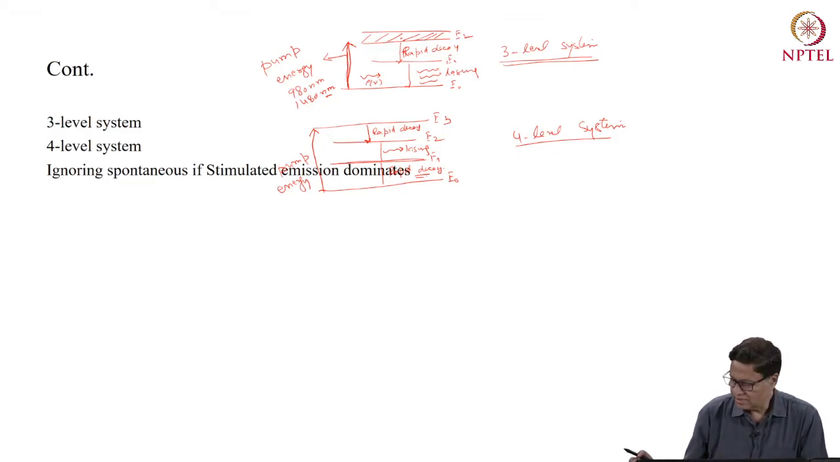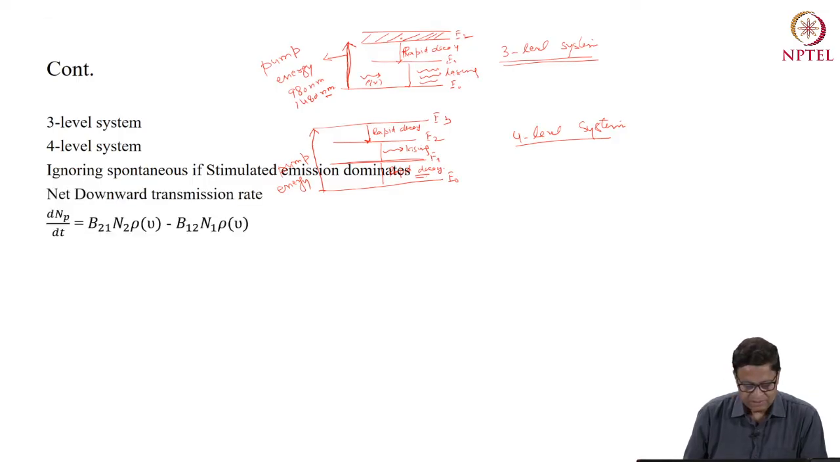So after understanding this 3-level system and 4-level system, let us now try to understand the temporal coherency part, which we had discussed. Why is a laser source temporally coherent? Once you have achieved stimulated emission, I can ignore spontaneous emission, because stimulated emission is now dominating. Spontaneous emission is much less as compared to stimulated. So I can simplify my analysis by ignoring spontaneous emission.